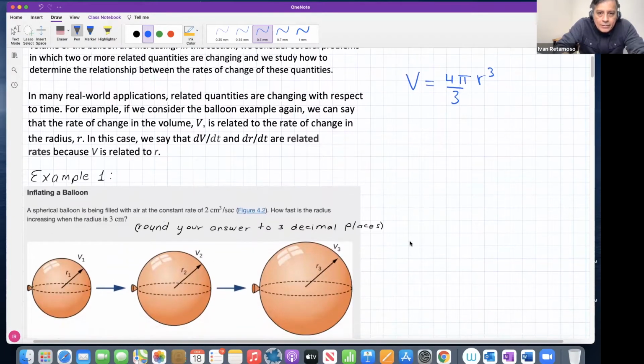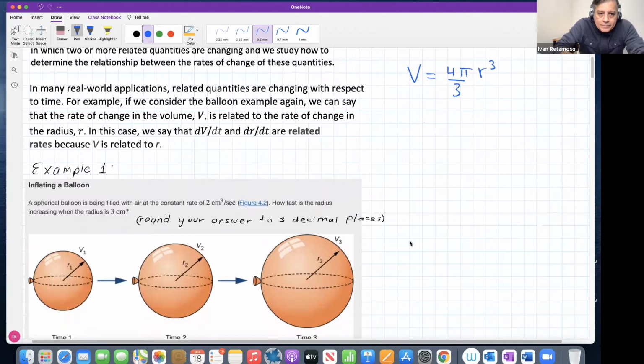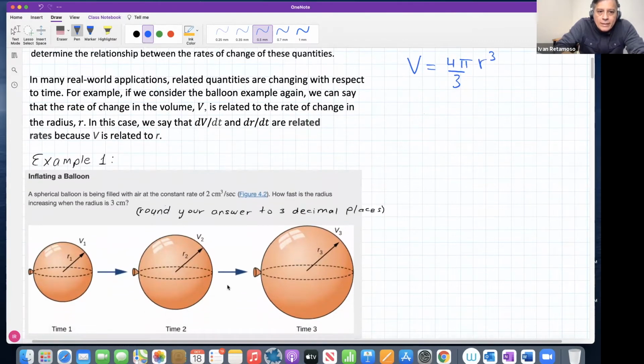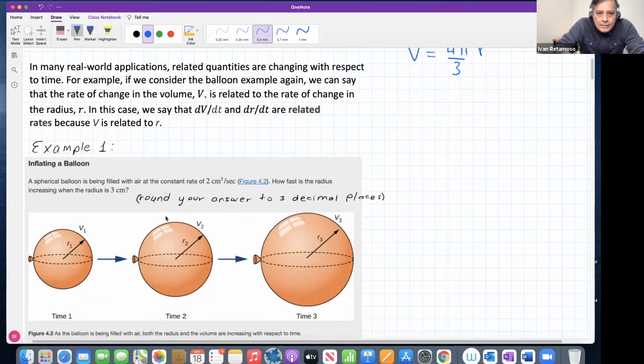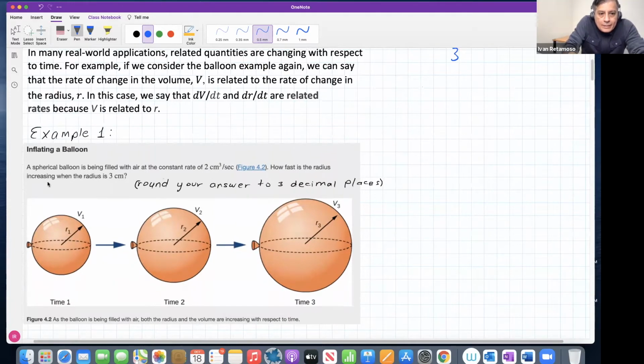Okay, great. So now let's see a concrete example for you to see how this works. Example 1 says: inflating a balloon. A spherical balloon is being filled with air at a constant rate of 2 cubic centimeters per second. How fast is the radius increasing when the radius is 3 centimeters?